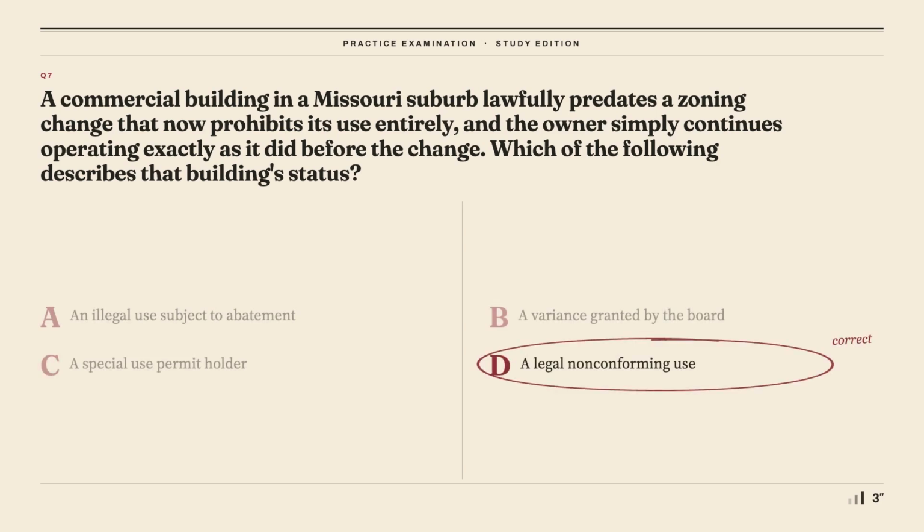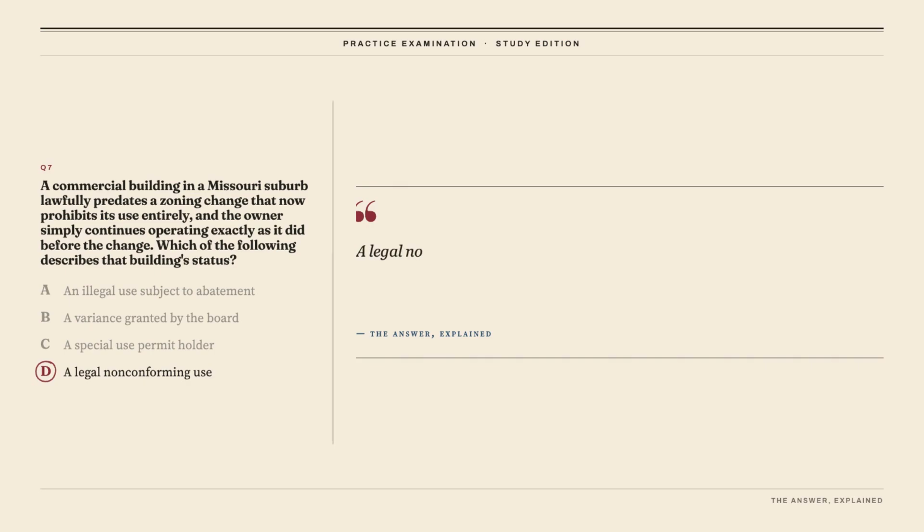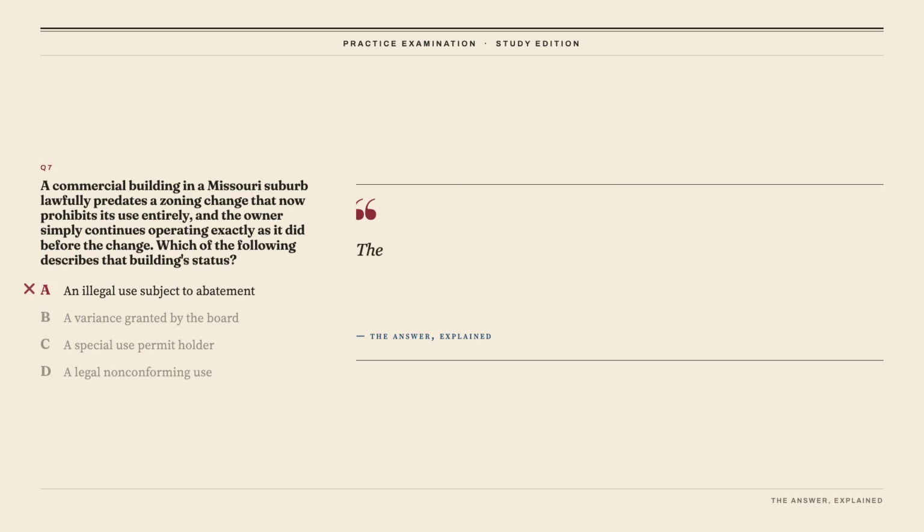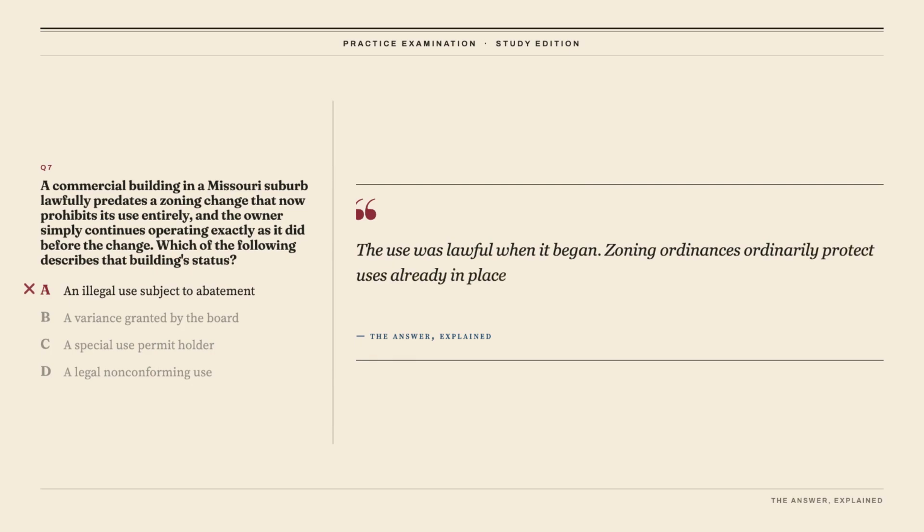The correct answer is D. A legal non-conforming use. D is correct because a legal non-conforming use is one that lawfully existed before a zoning change made it impermissible. The owner may generally continue the use, though expansion and rebuilding after destruction are often restricted. A is wrong because the use was lawful when it began. Zoning ordinances ordinarily protect uses already in place rather than criminalizing them the day the map changes.